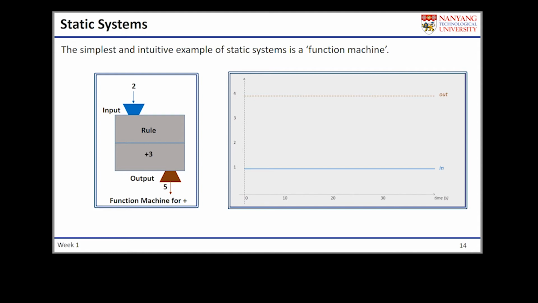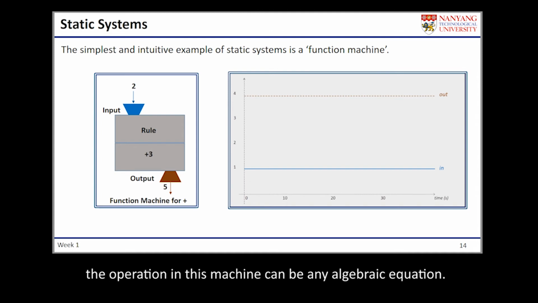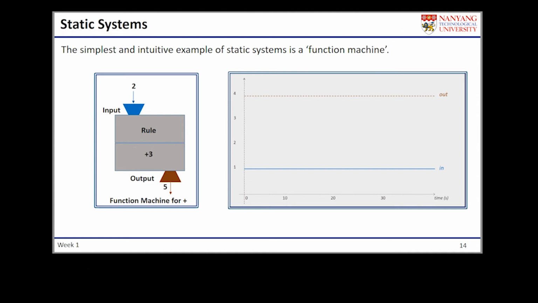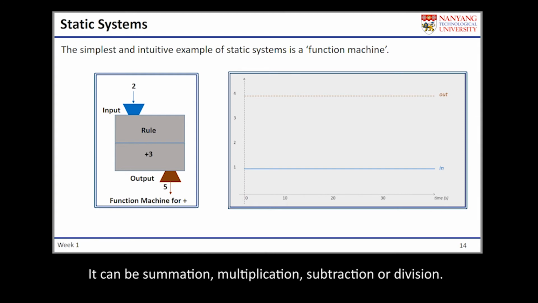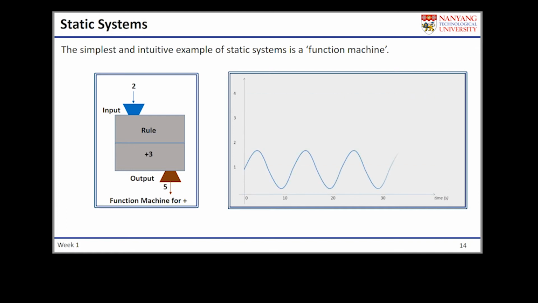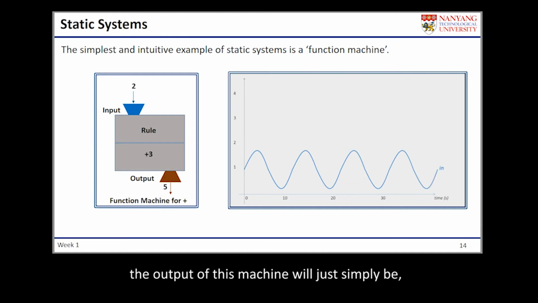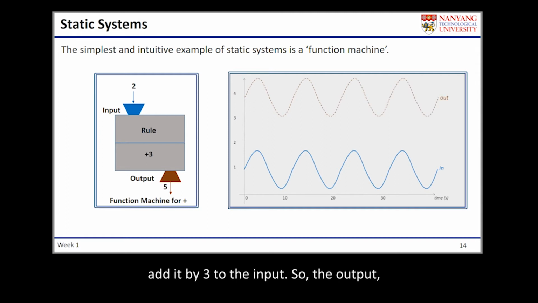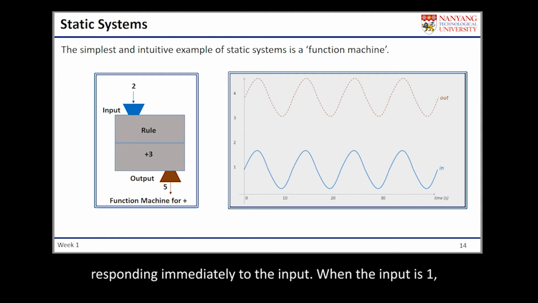But again, the operation in this machine can be any algebraic equation, and it can be summation, multiplication, subtraction, or division. Doesn't really matter. Even if I give a non-constant input, let's say if I give a sinusoidal input like this, the output of this machine will just simply add 3 to the input. So the output, the red dashed line, is responding immediately to the input.